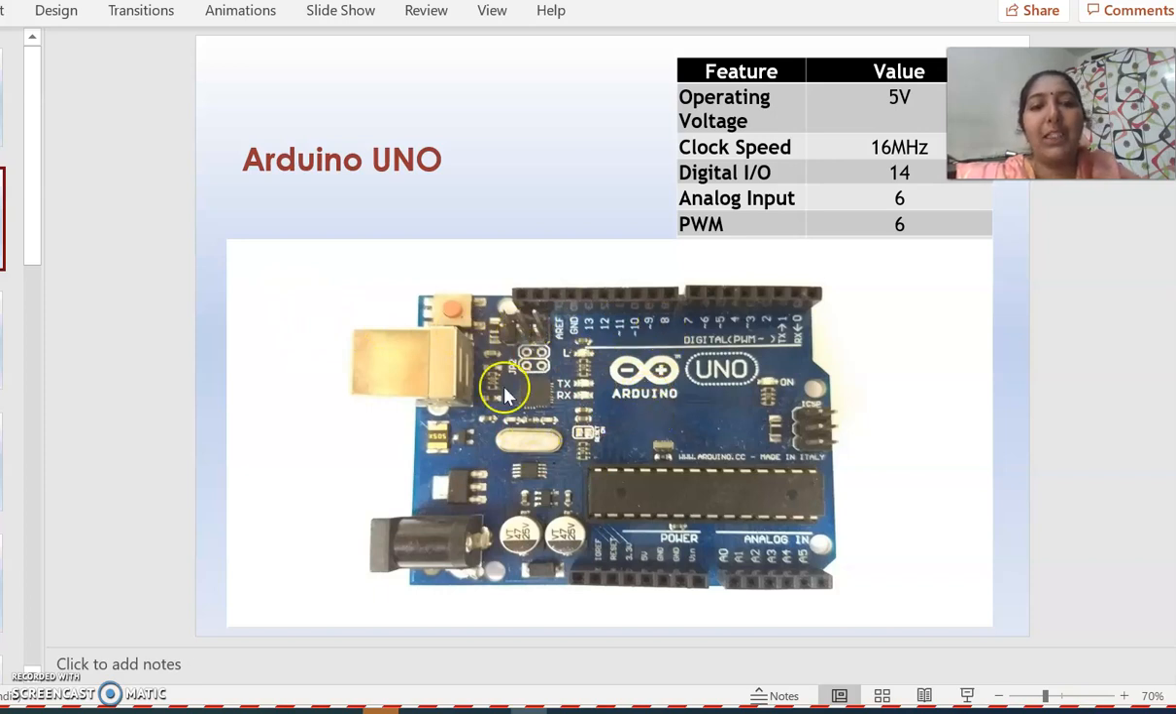And if you are using the same Arduino Uno board in your standalone devices, you can even supply the power by using this power jack.